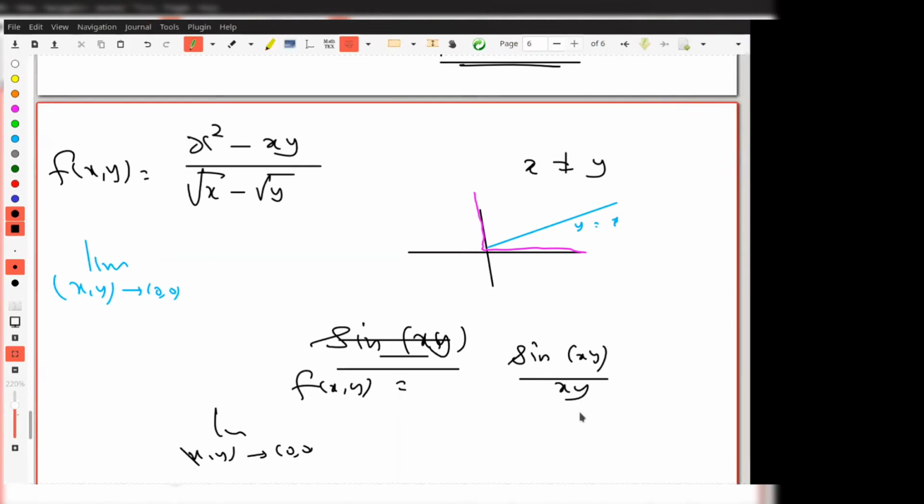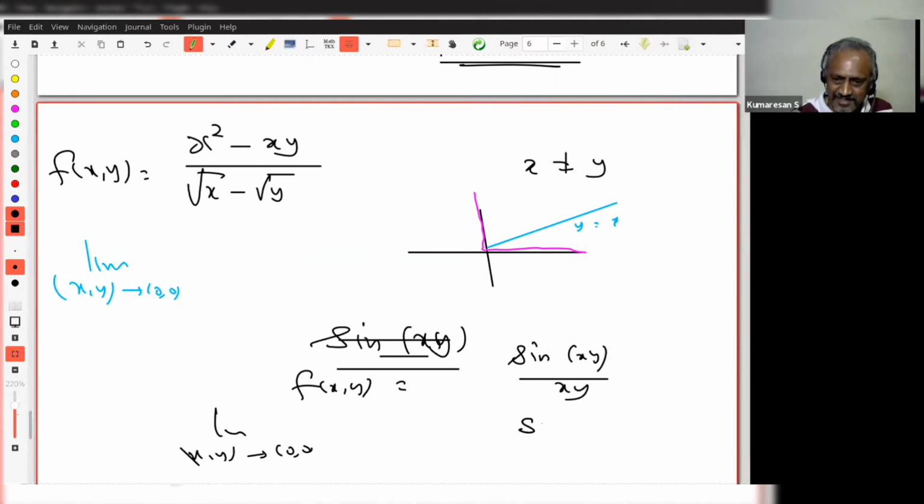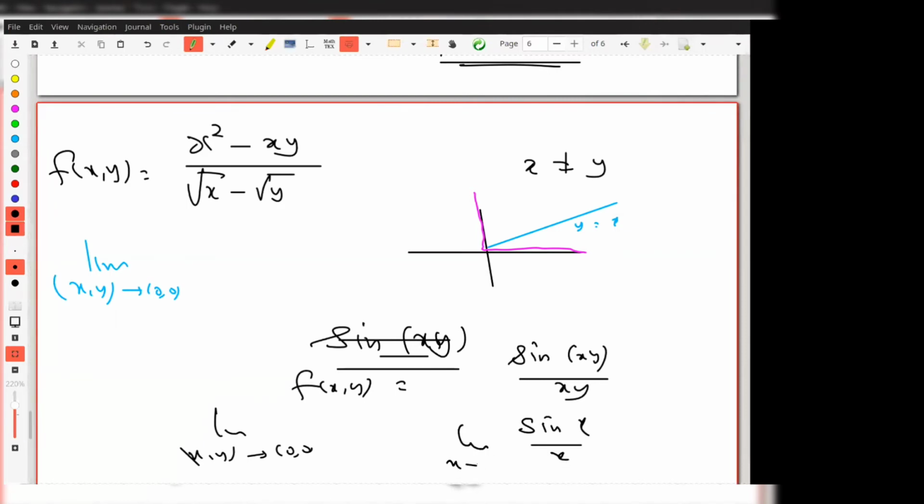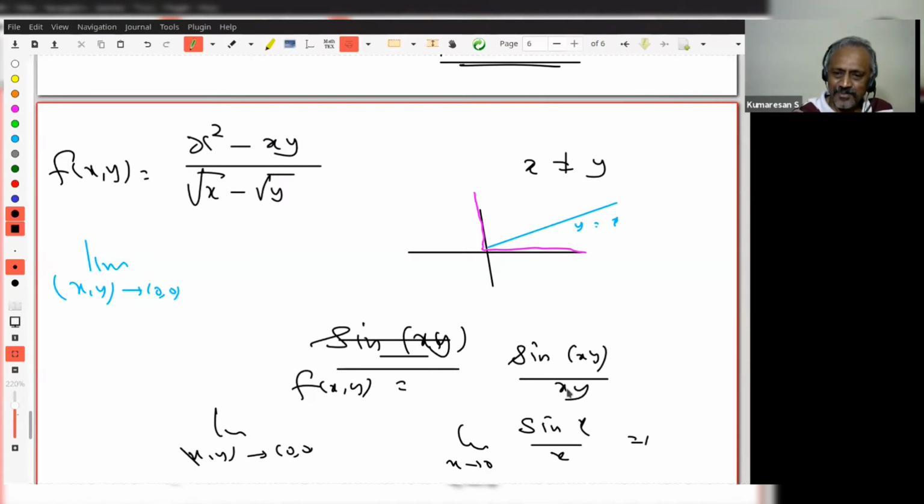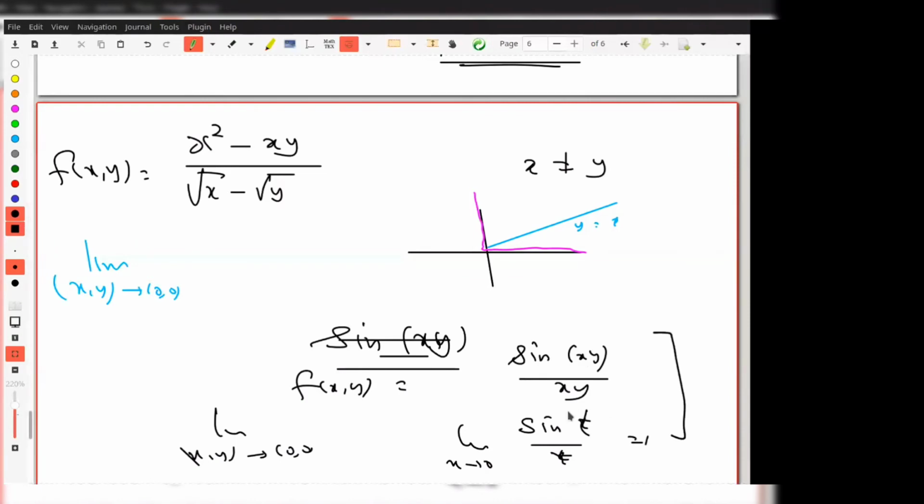The first thing that comes to my mind would be the limit as x tends to 0 of sine x by x, which is 1. Very good, that's exactly what I wanted. Sine x by x, all of you know, this is the calculus starting point, right? So somehow I should reduce it to this one. So what will I do? Make the substitution t equal to xy. Very good. See, these are the standard tricks.